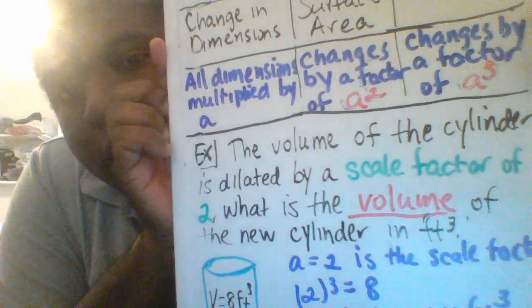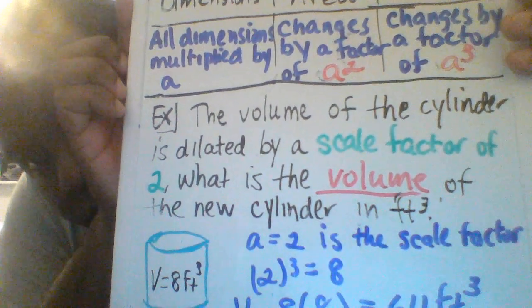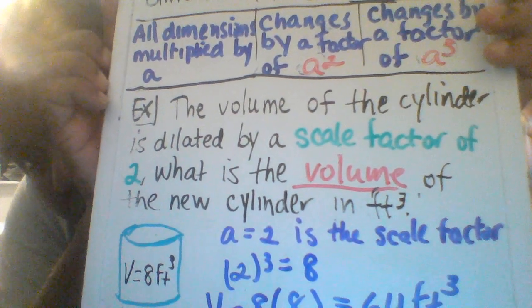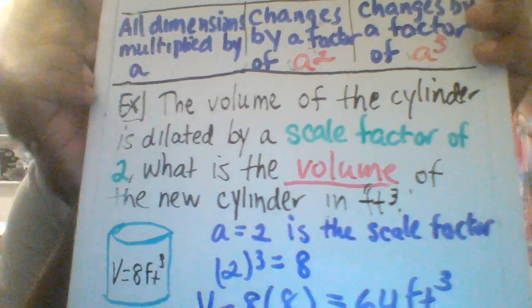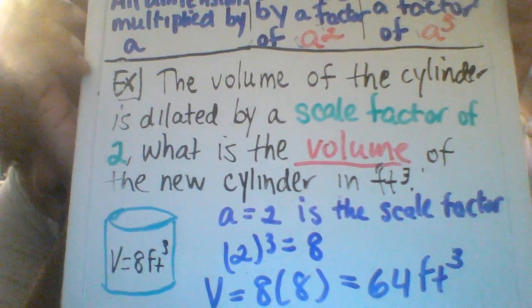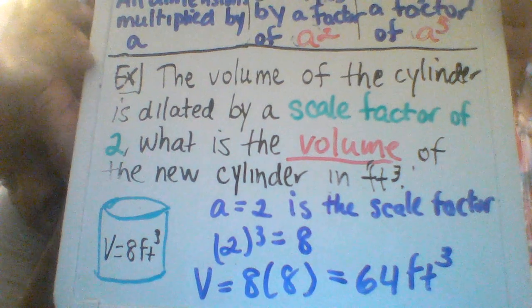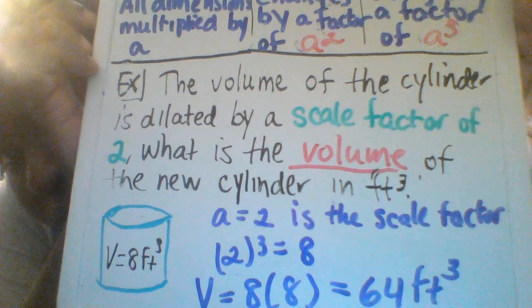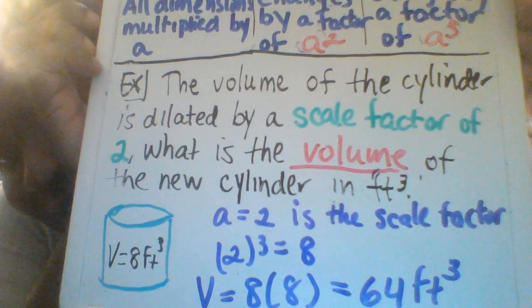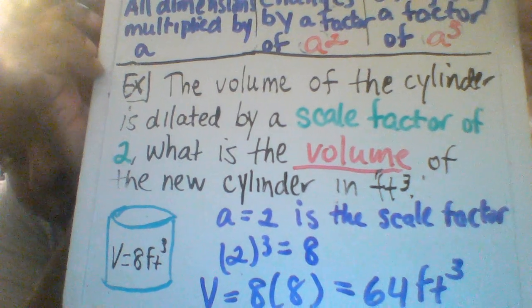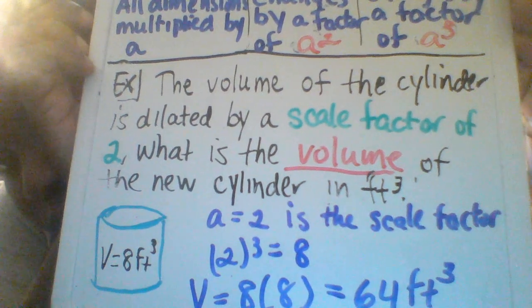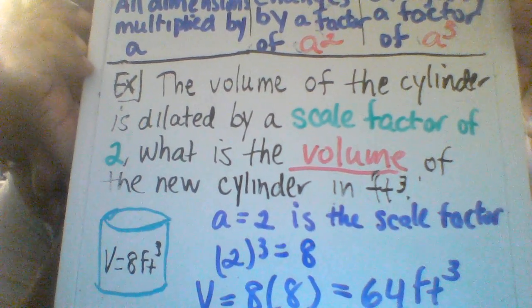All right, so here's an example. It says the volume of a cylinder is dilated by a scale factor of 2. What is the volume of the new cylinder in feet cubed? Okay, so right here you have your volume, right? You see your cylinder and it has the volume, right? It's 8 feet cubed. Okay, so what is our scale factor? Our scale factor is 2. As you can see, I have that in green, and I have what I'm looking for in red. Okay, so you differentiate and you kind of hone in on what you need to look for.